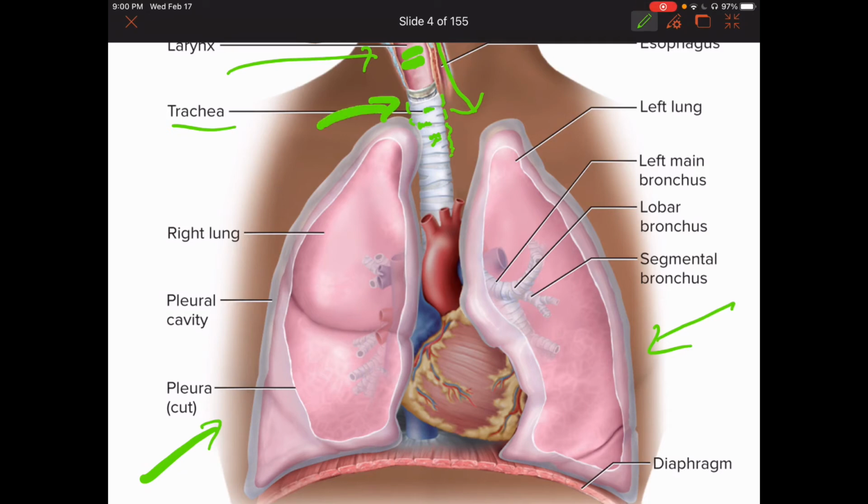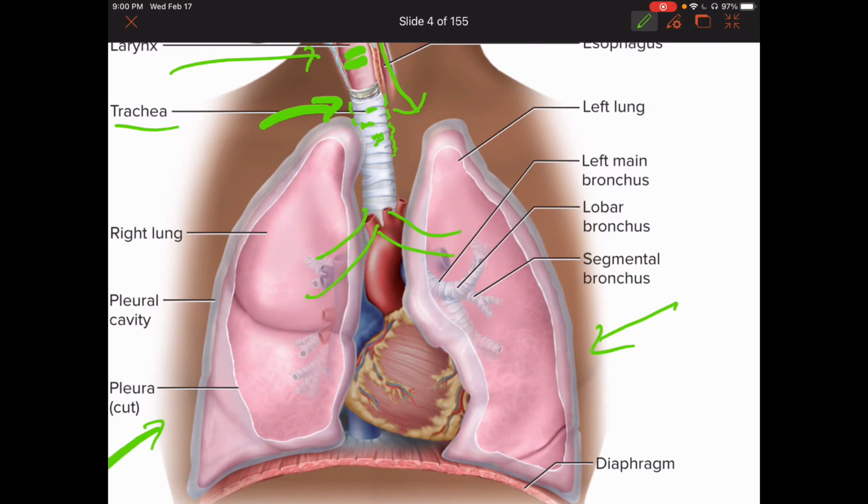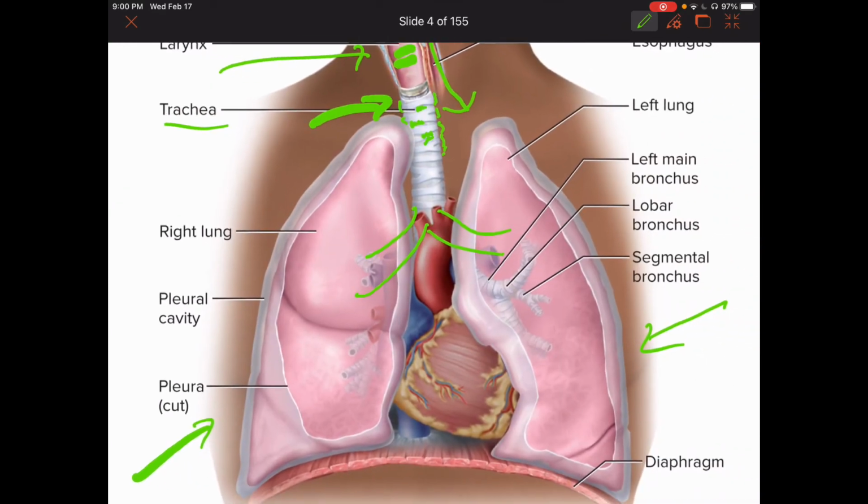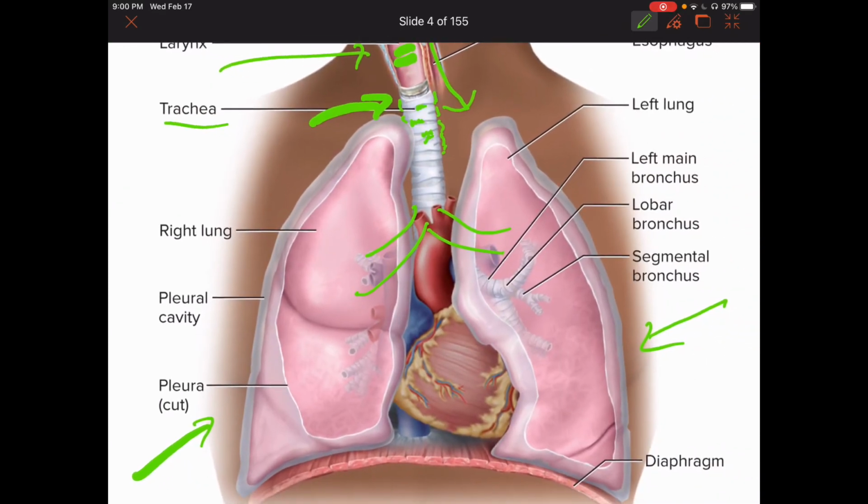is going to meet the trachea, and it's going to move down and divide into two, like it branches off into the bronchi, right? So these are the bronchi, right? So those are the bronchial tubes.